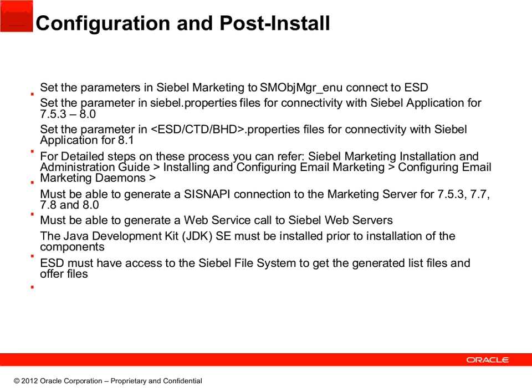Below are a few things which are mandatory to check for a smooth process. All the components must be able to generate SOAP calls in Siebel 8.1 and SysNAPI connection prior to Siebel 8.1, and the Siebel JDK Java version should be installed prior to installation of the SOAP components. ESG must have access to the Siebel file system, which is very important.